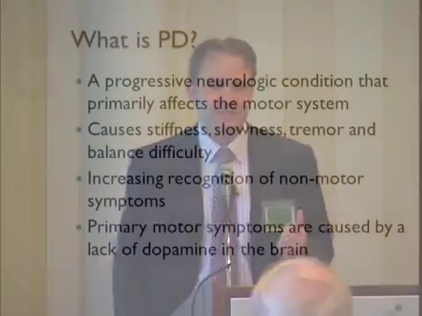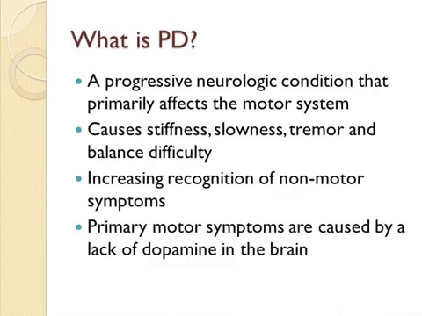So what is Parkinson's disease? That's obviously the root question of this talk. Parkinson's disease is a neurologic condition that affects the brain. It's generally a slowly progressive disorder that primarily affects the motor system, so it involves movement, rather than, say, cognitive issues, which tend to be less prominent in Parkinson's disease, unlike other neurologic conditions, but can be part of Parkinson's. Generally speaking, it causes stiffness, slowness, sometimes a tremor, but not always a tremor, and balance difficulty.